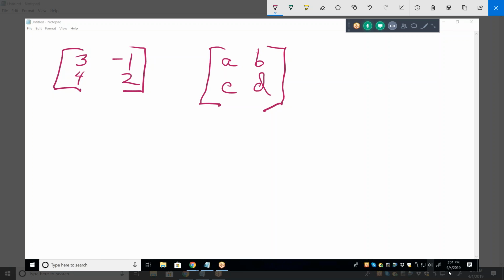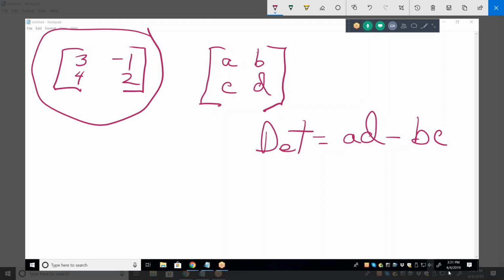And the determinant equals A times D minus B times C. So what would the determinant of that 2x2 matrix be? That would be 6 plus 4, so that would be 10. Good. And that's how you do it.